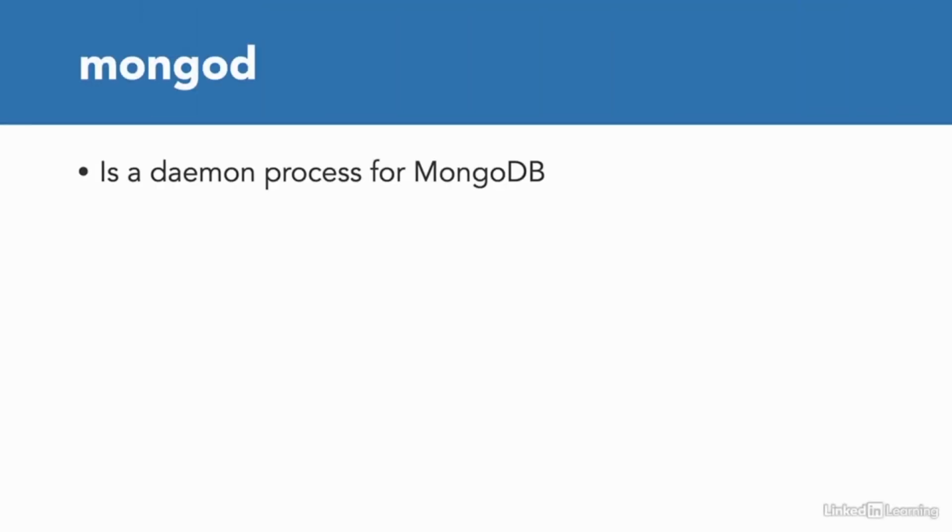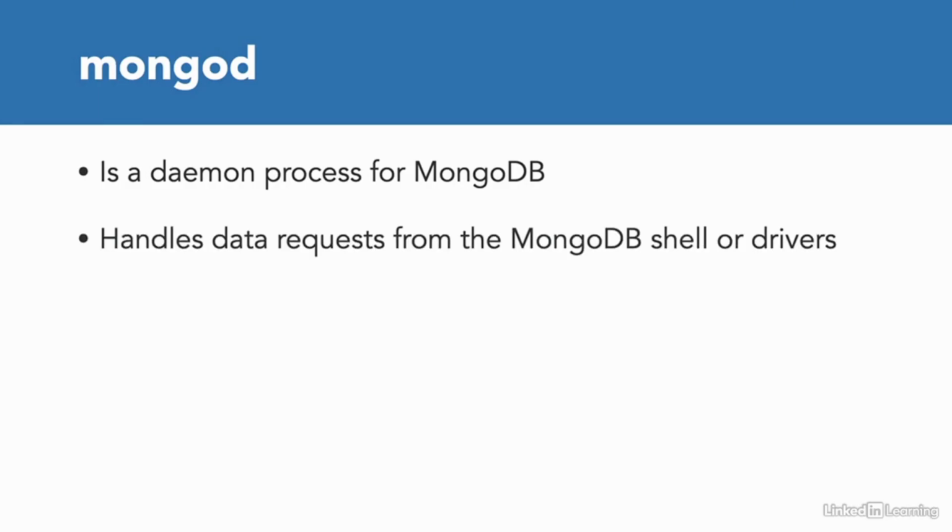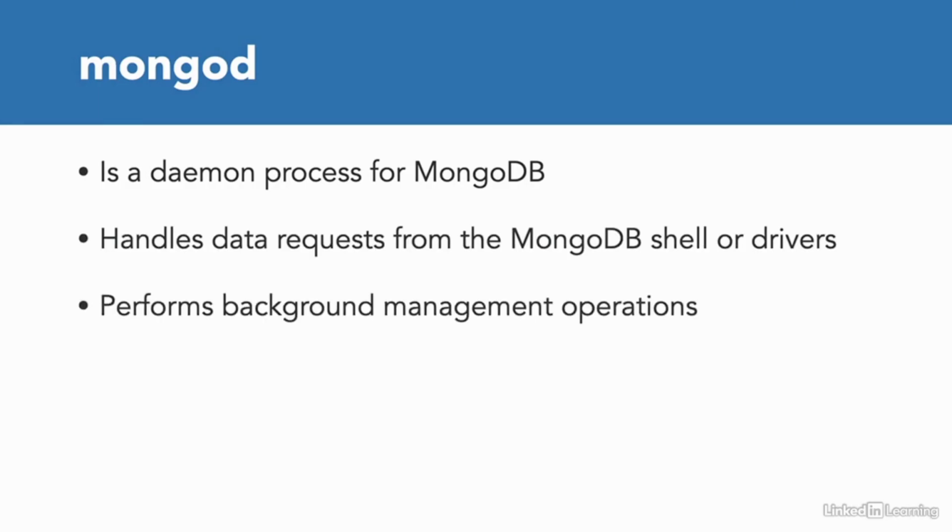A mongod is a daemon process for MongoDB. You could say it is the core unit of MongoDB. It handles data requests from the MongoDB shell or the MongoDB drivers, manages data access, and performs background management operations. Let's look at it in the shell.